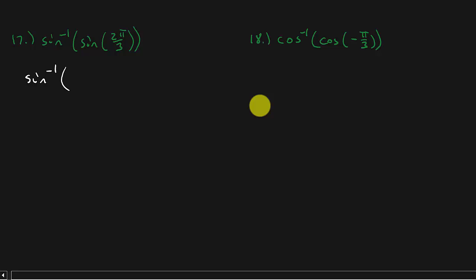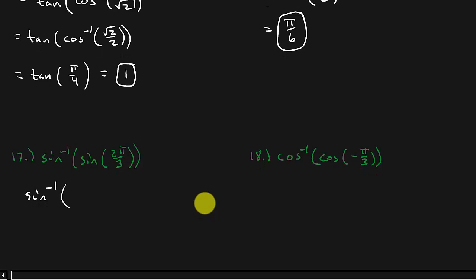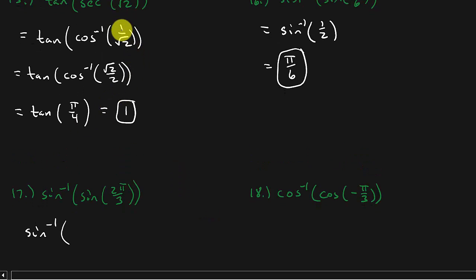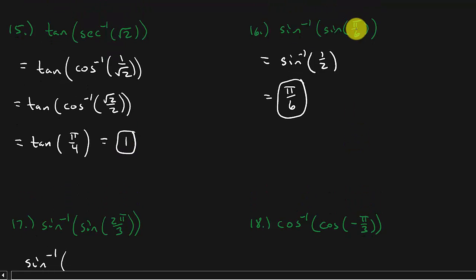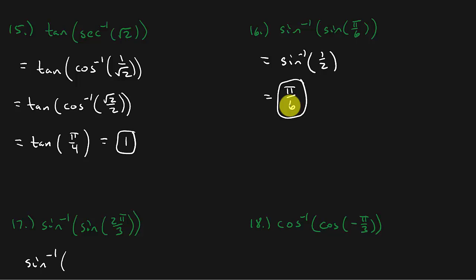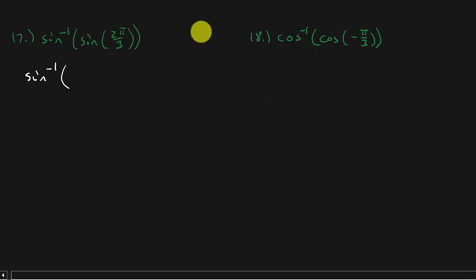I'll put it to you this way. If you're watching this video and you're lost on how I'm getting the pi over 4 here and the 1 here, or if you're lost on how I got the 1/2 and then the pi over 6, then that means you don't have those memorized and you need to go memorize those. Okay? I'm telling you, you've got to memorize them.